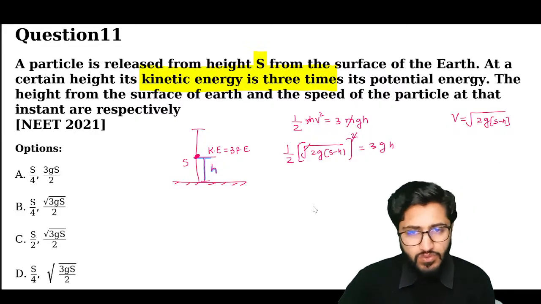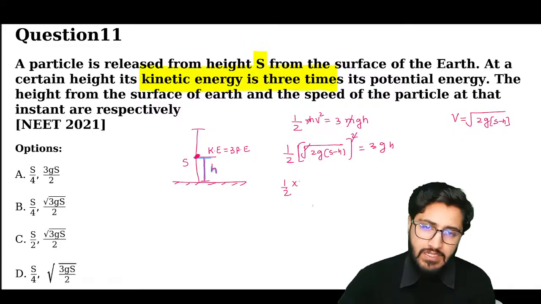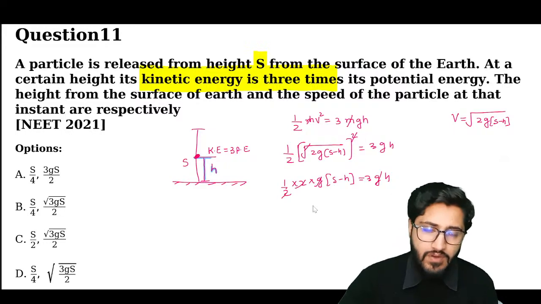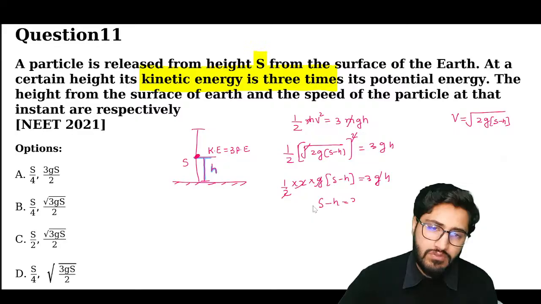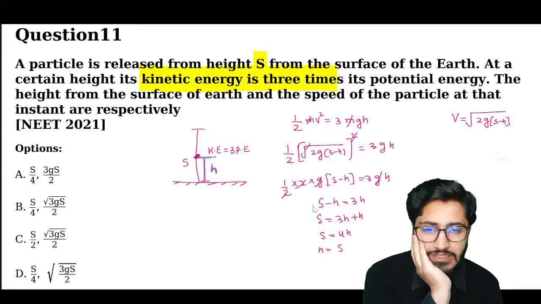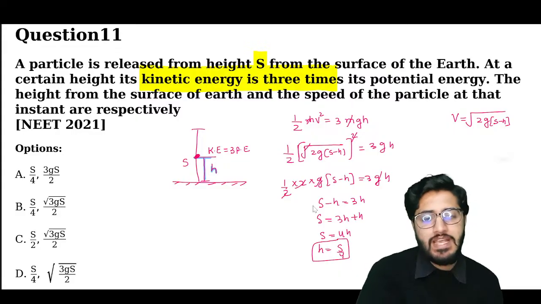Square and root cancel out. So we have 1 by 2 multiplied by 2 multiplied by g, then we have s minus h equals 3 times g h. g cancels out, 2 cancels out. So what we have now is s minus h equals 3 times h. So s came out to be 3h plus h, s equals 4 times h. Therefore, my height is s by 4. So my height from this equation came out to be s by 4.